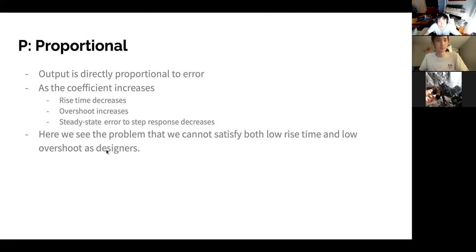So one of the problems we see here is that we want to decrease rise time and overshoot, but we can't satisfy both. Stability I didn't really talk about here, but it also decreases stability, and it's related to this situation with overshoot mathematically. But we can see that we cannot satisfy both a low rise time and a low overshoot, as well as a stable system, as a designer if we only had this proportional controller.